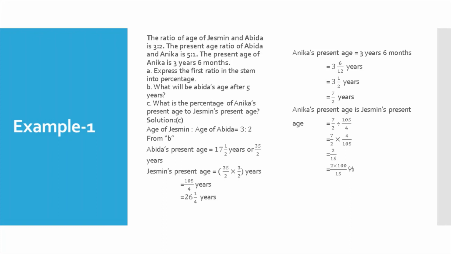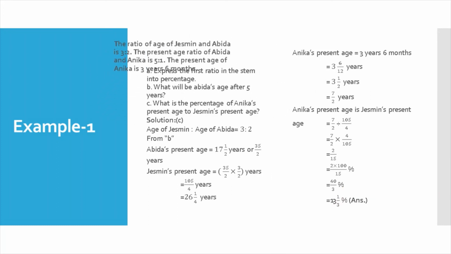So if we want to make it a percentage, we have to multiply the antecedent by 100. As you can see, 2 multiplied by 100 divided by 15, and for the 100 we put the percentage sign. That is the thing I am telling you. So if we reduce 15 and 100, we get 40 divided by 3%, and in mixed fraction that would be 13 1 by 3%. That is our desired answer.